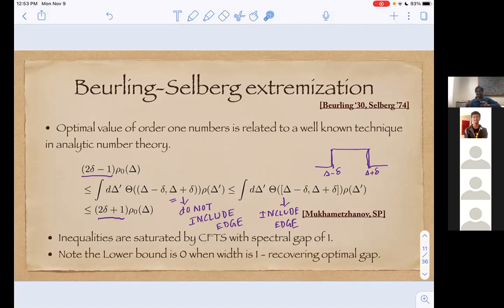So that means take any 2D CFT with unitary, modular invariant, and discrete spectrum, and take any asymptotic window of size 1, there will always be some state within that window.